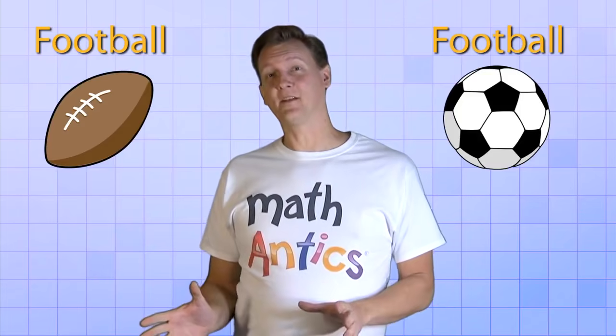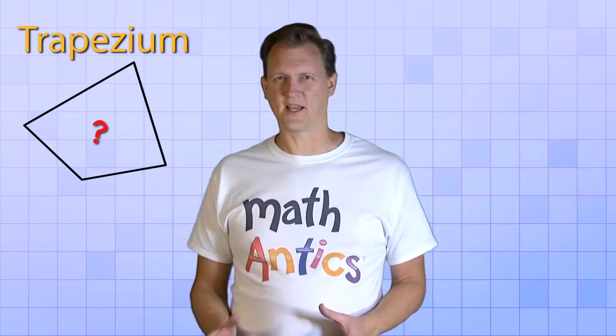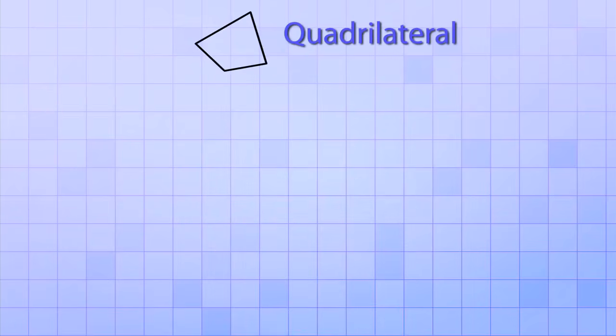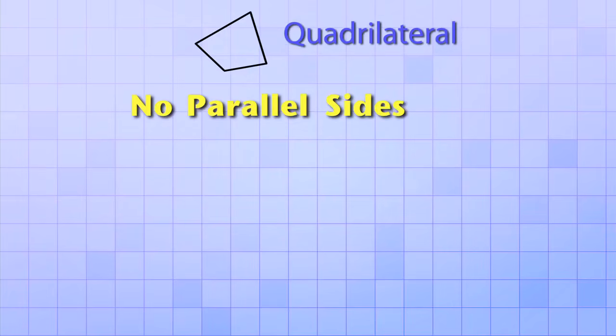But to keep things clear at Math Antics, we're not going to call a quadrilateral that has no parallel sides a trapezium. We don't think it needs a special name. So we're just going to call it a quadrilateral. So to summarize, any polygon that has exactly 4 sides is called a quadrilateral. And if it has no parallel sides, we still just call it a quadrilateral.